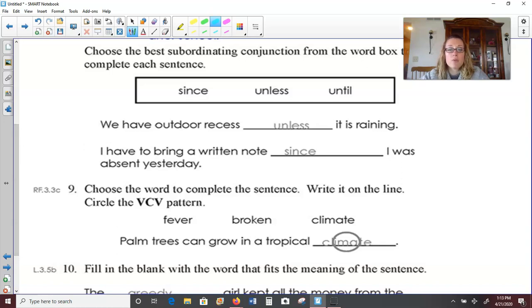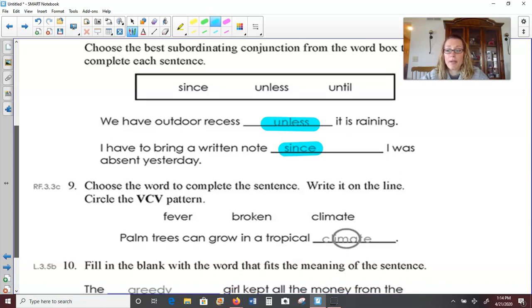We have outdoor recess, blank, it is raining. We have outdoor recess since it is raining. That one makes sense. We have outdoor recess unless it is raining. I have to bring a written note since I was absent yesterday. Since is another word similar to because.